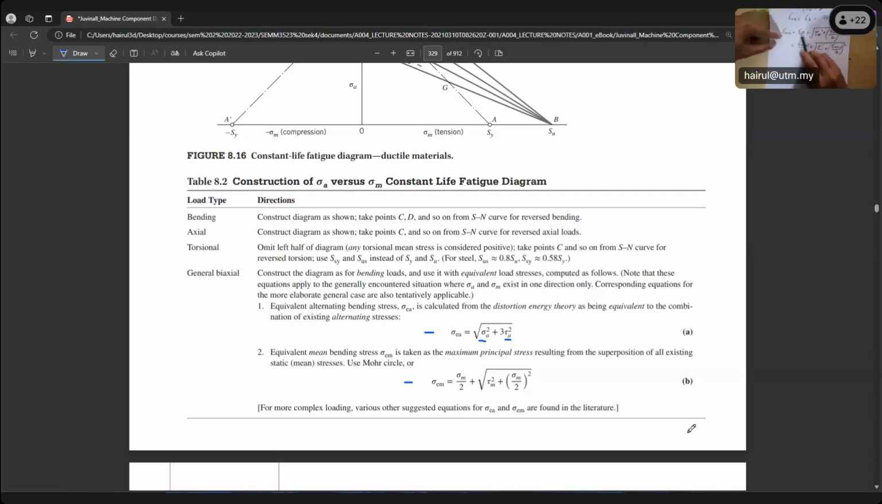Sigma EM is sigma mean. Sigma mean, because axial stress remains constant over time, they only have mean. They don't have alternate. Okay, so we substitute sigma axial. And tau mean, yes, of course, torsional stress remains torsional stress.